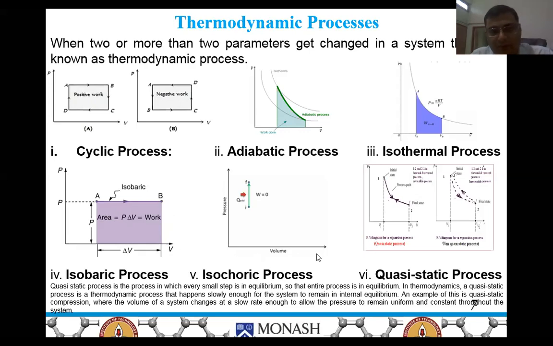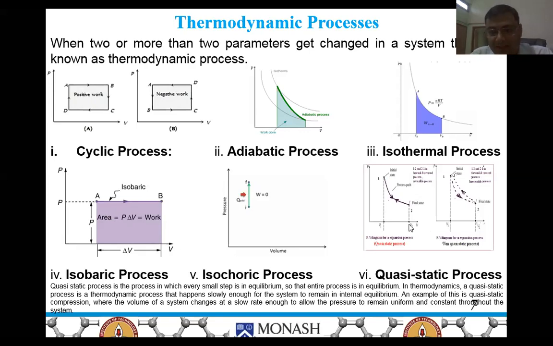Now isochoric process. In isochoric process, V is constant. This is the initial state and this is the final state. If we supply heat, then there will not be any work done, but it goes from initial state I to final state F. I will discuss the work done in these processes in a later slide.